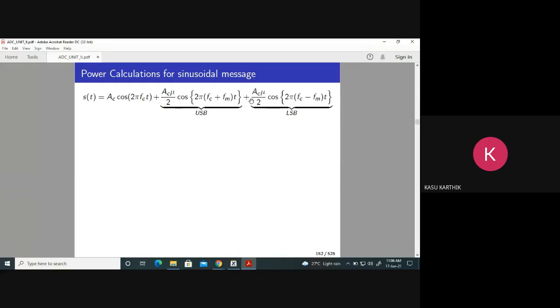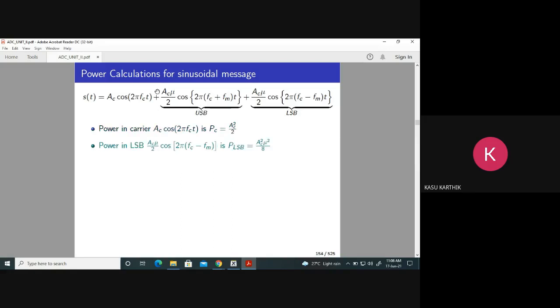I am just writing for your understanding purpose. This is what the s(t), single-tone AM signal. So what is the power in the carrier? Here all are cosine terms, we don't have any problem now. Ac square by 2. This is the power in the carrier.